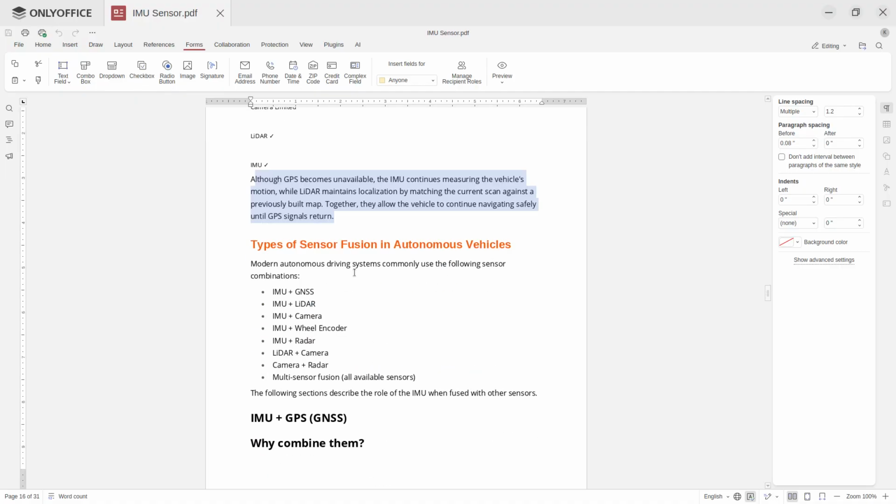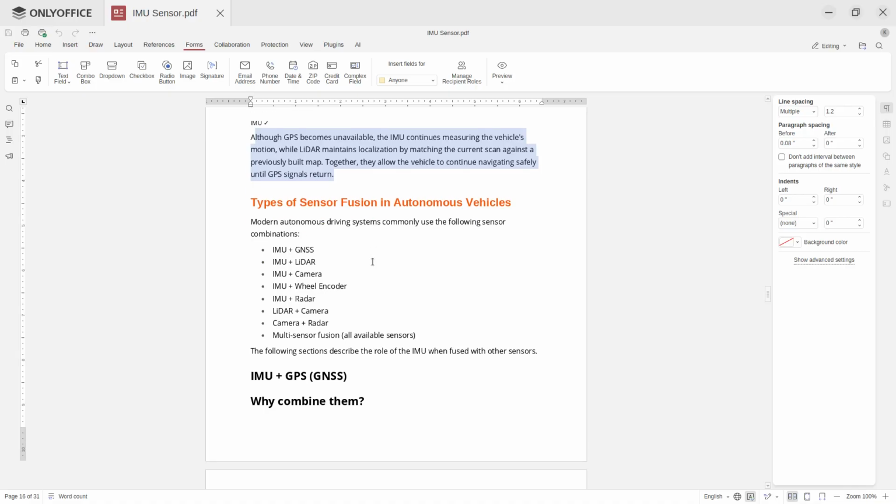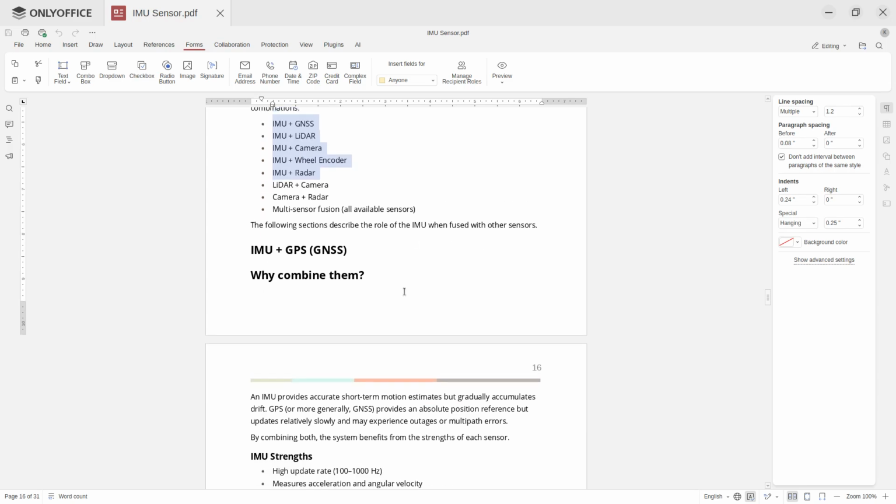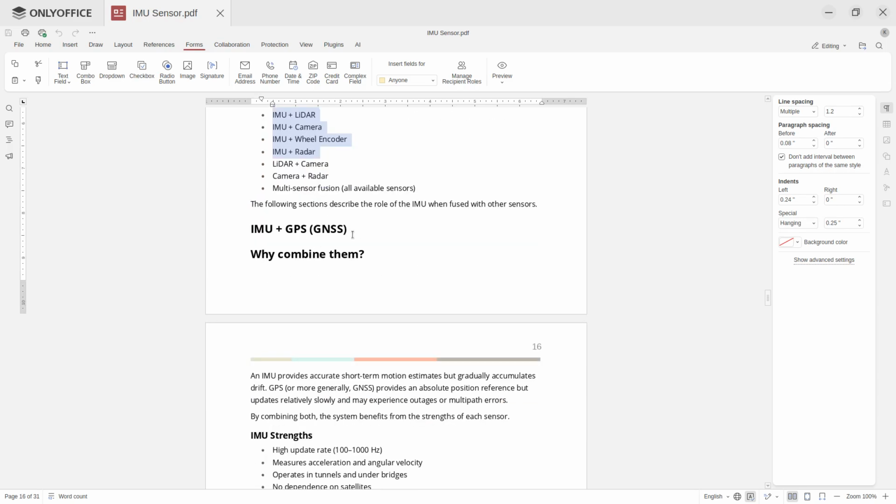Next, types of sensor fusion in autonomous vehicles. Modern autonomous driving systems commonly use the following sensor combinations: IMU GNSS, IMU LiDAR, IMU camera, IMU wheel encoder, IMU radar, LiDAR camera, camera radar, and multi-sensor fusion of all available sensors. The following section describes the role of the IMU when fused with other sensors. Since this document is about IMU, we'll focus more on IMU. Okay.